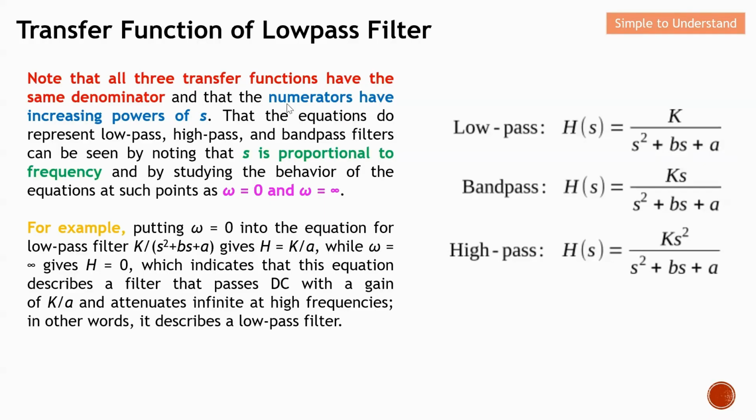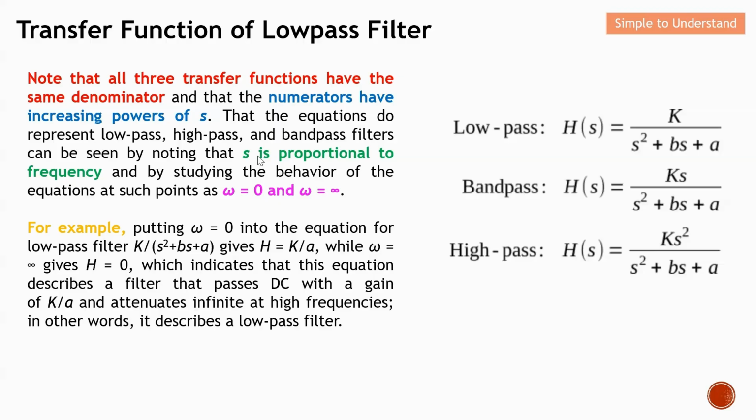Next, observe the numerator. Basically they have increasing powers of S. This one is without S. Then it increases by one power, so you can see that there is one S here. Another one increases by another power of S, so you can see that this is S squared. So this is what it means: the numerator has increasing power of S. Please note that this equation represents the low pass, band pass, and high pass filter.